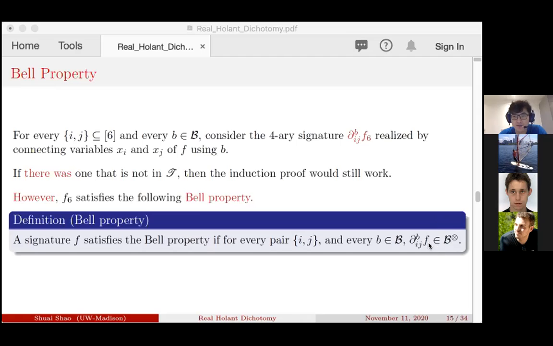Here we use script B to the tensor power to denote the set of signatures that are tensor products of Bell binary signatures. So this means that f6 satisfies this property. By merging f6 using Bell binary signatures, we can only get tensor products of Bell binary signatures. So we cannot get any signature that is not in T.